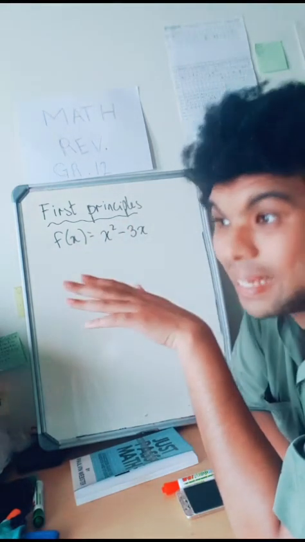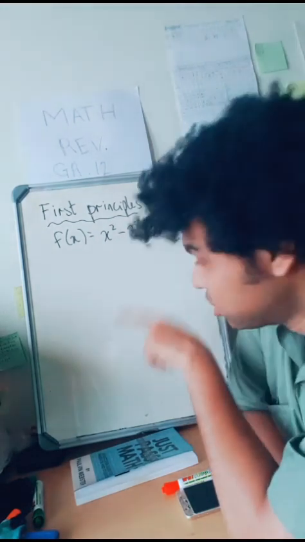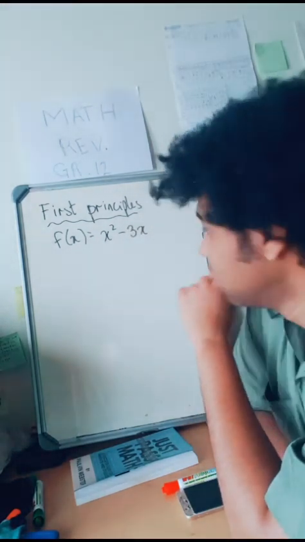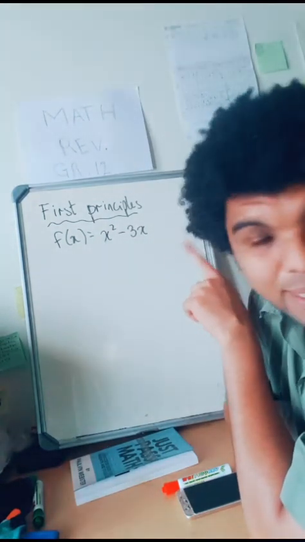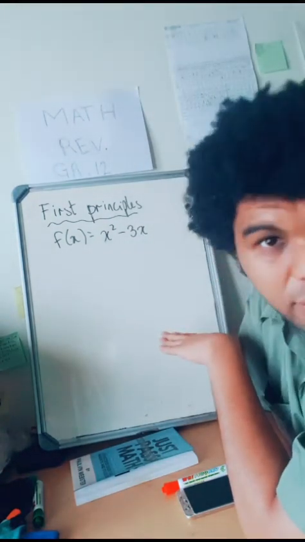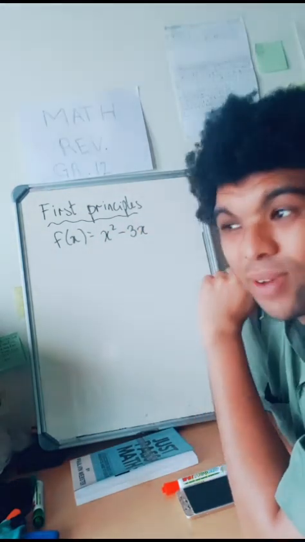Remember, this is a 5 mark question, but at least you can get 1 out of 5 just by probably writing down the answer. So the final answer should be 2x minus 3. That should be your final answer.